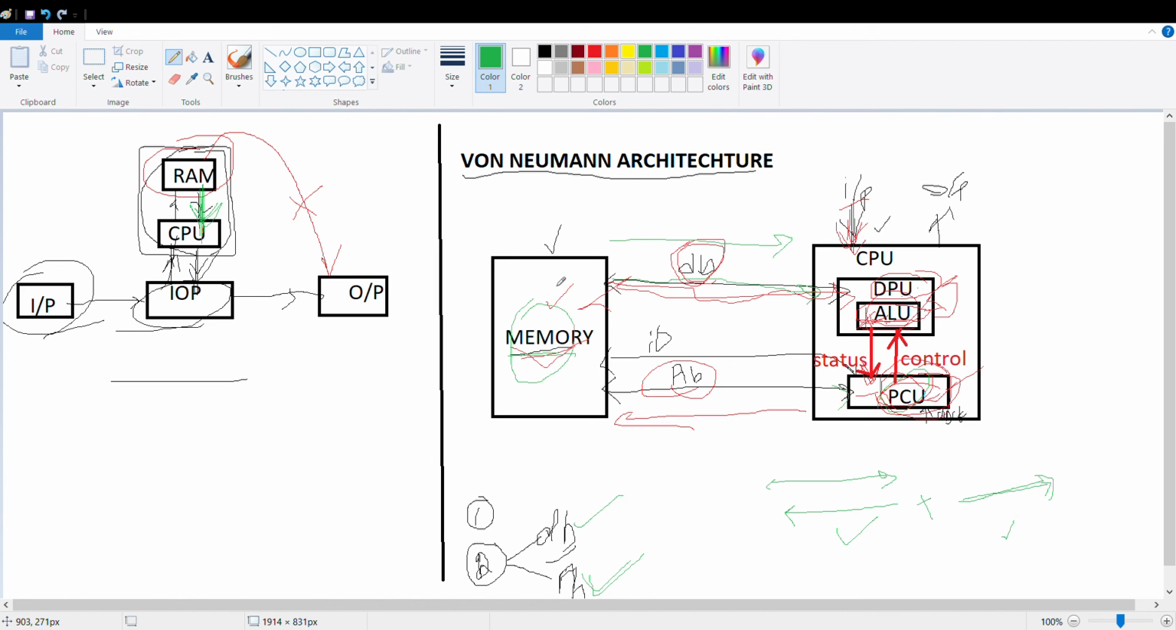Thus the data we want from the memory unit will be given back to the CPU, and the CPU will perform it and give back to the output devices in this way. This is von Neumann architecture.